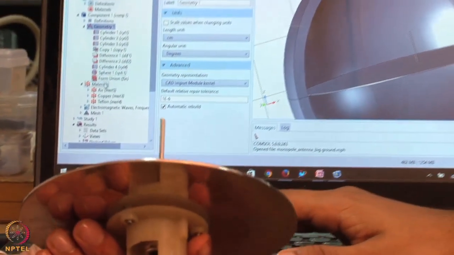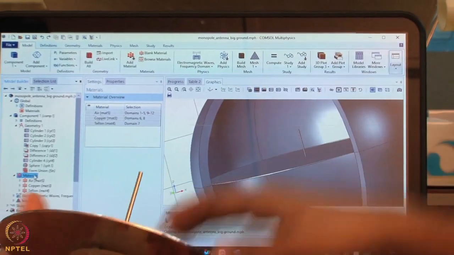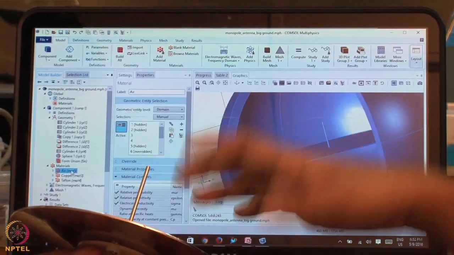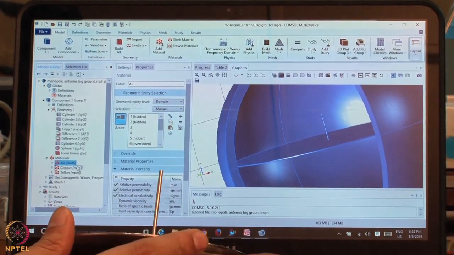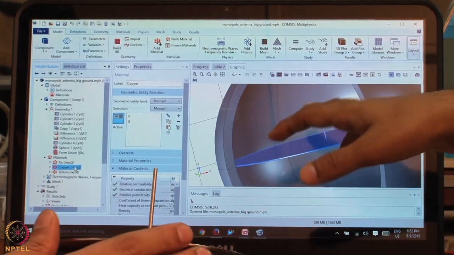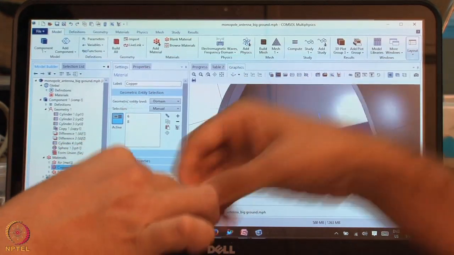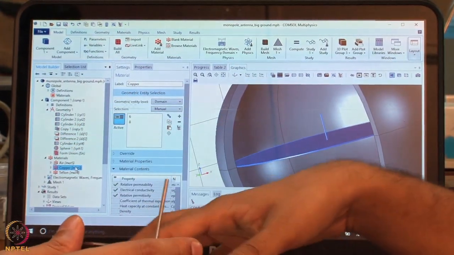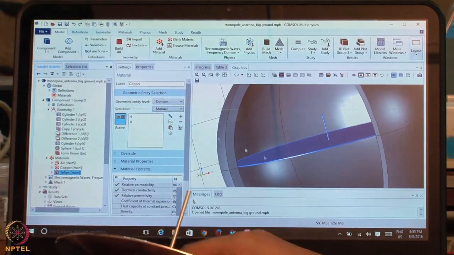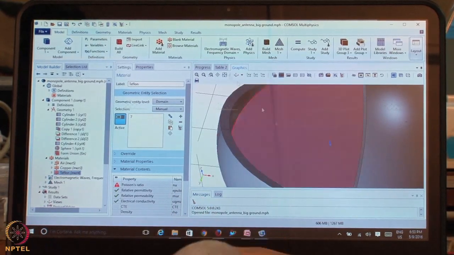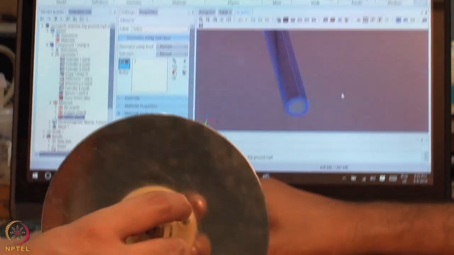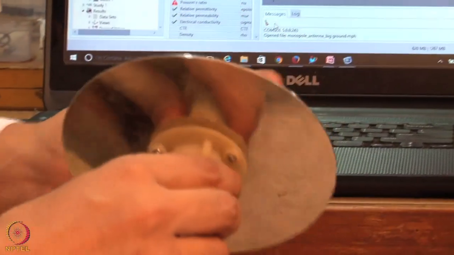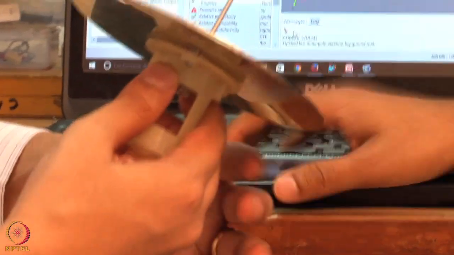So after building all the geometry, what we do is assign materials. Here inside is air, and all the things are metallic, so you use copper as the base material. And then you have Teflon for the coaxial feed area here, where you are using Teflon material to insulate between the reflector plane and the actual monopole.